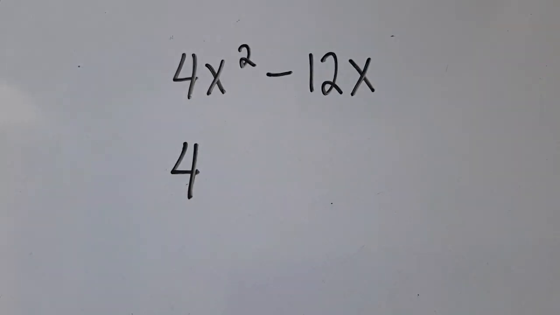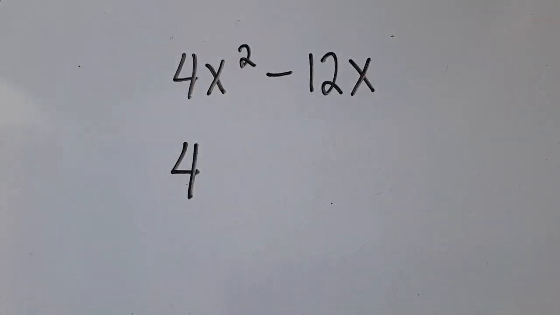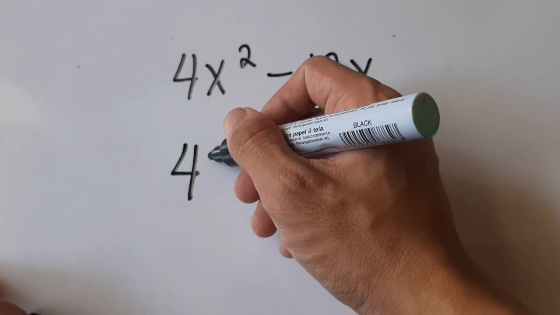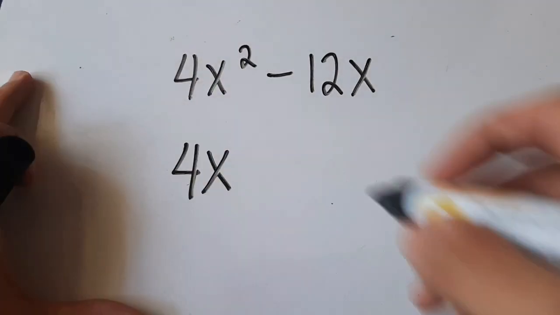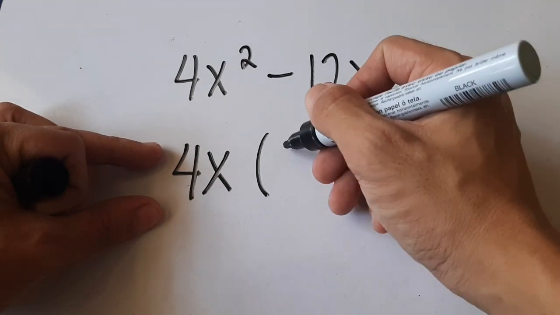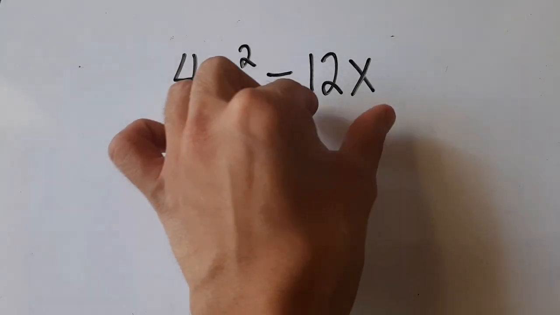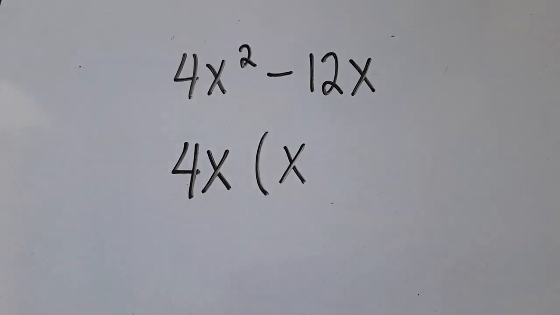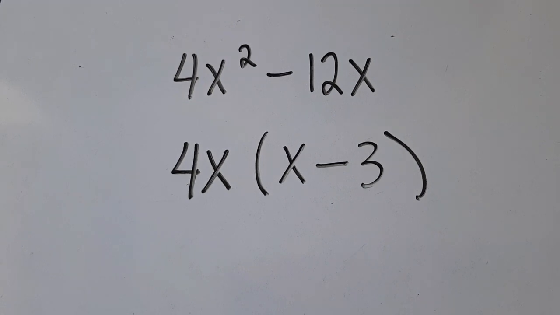And then let us look at the variable. We have x squared and x here. So 4x squared and negative 12x, their common factor is 4x. Afterwards, we have 4x squared divided by 4x. The answer is x. 1x, or simply x. And then we have negative 12x divided by 4x. The answer is negative 3. So the factors of 4x squared minus 12x are 4x and x minus 3.